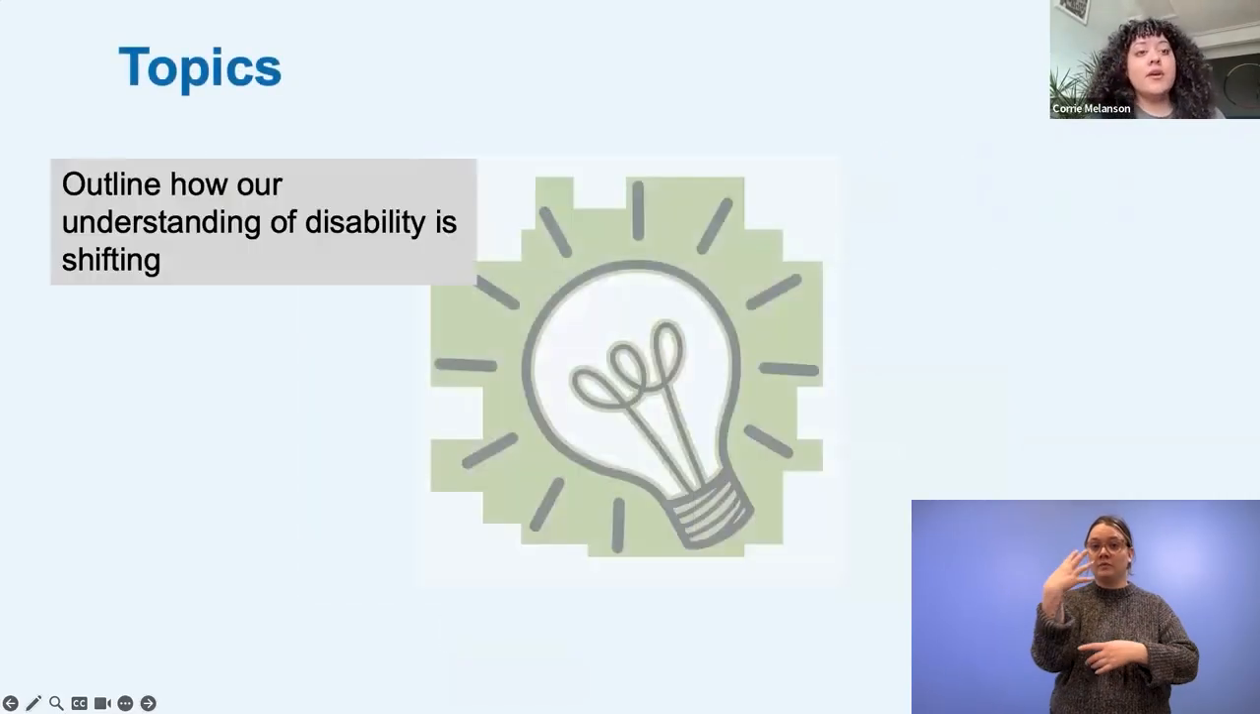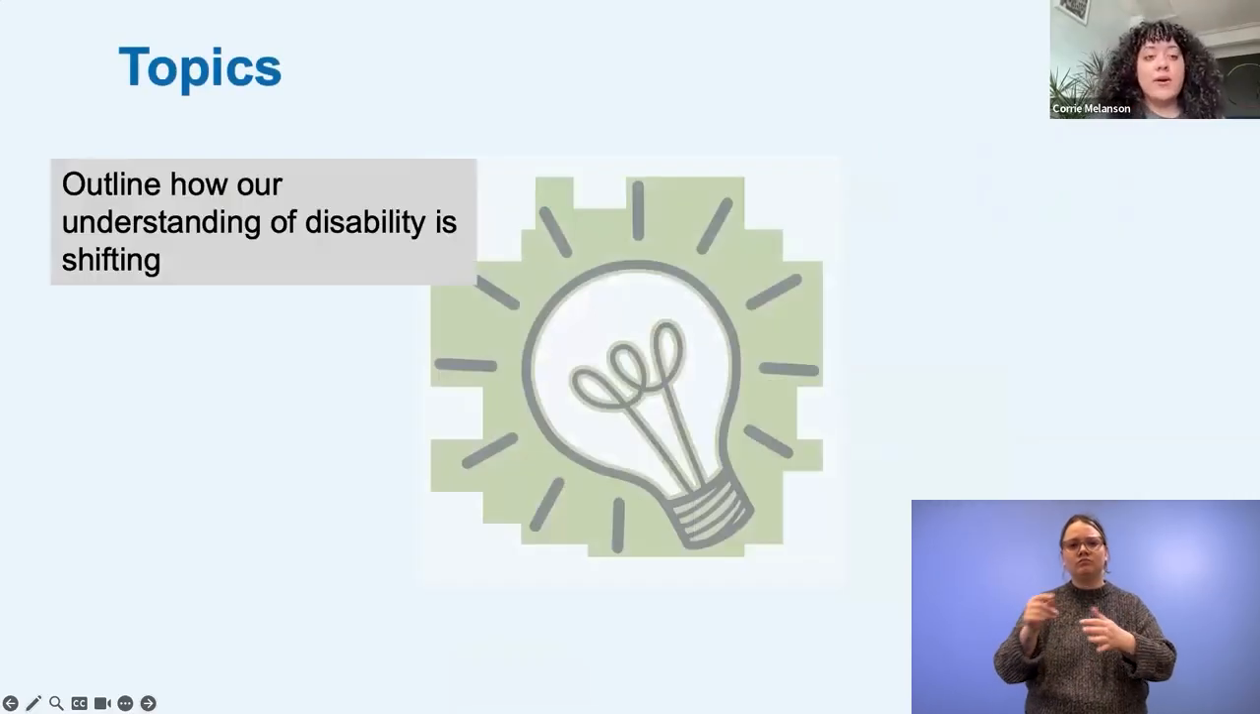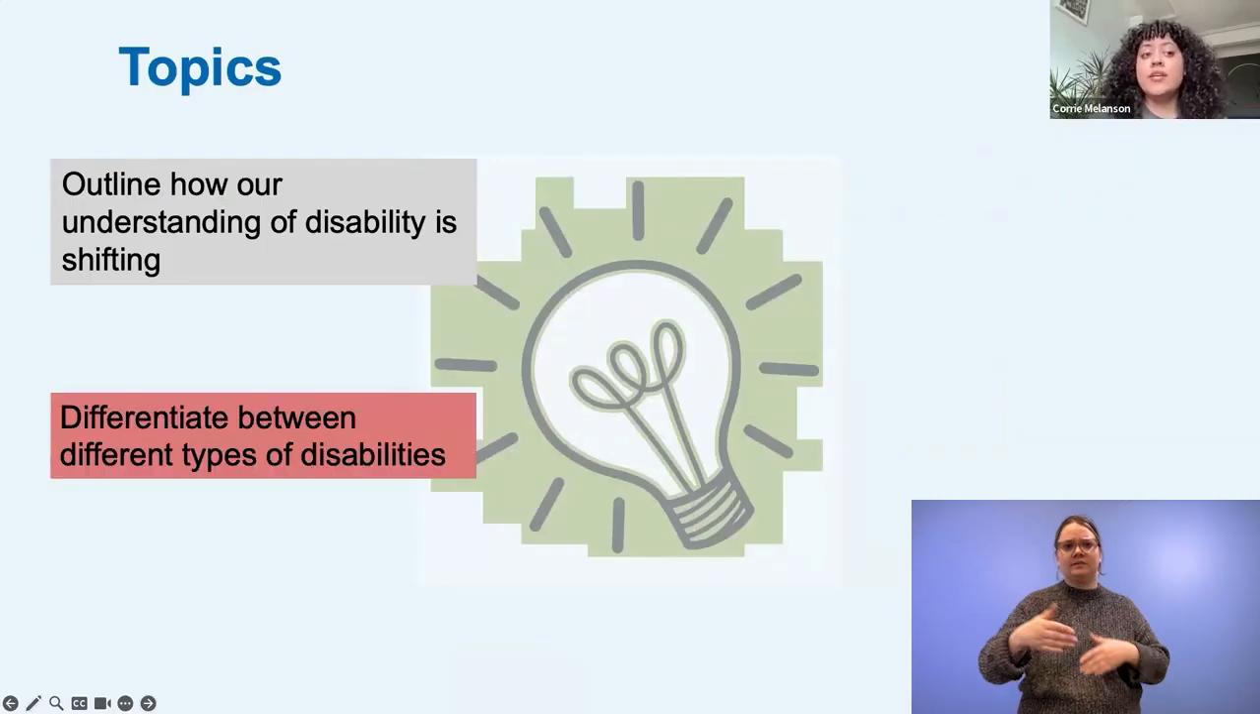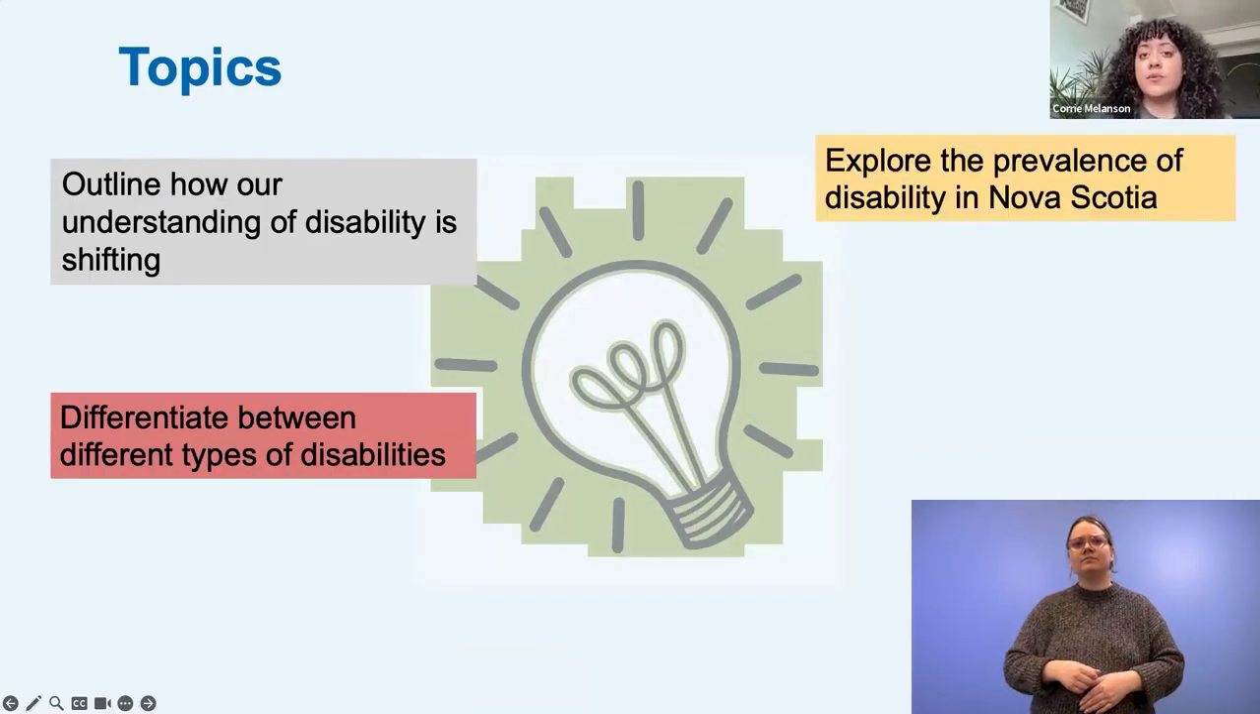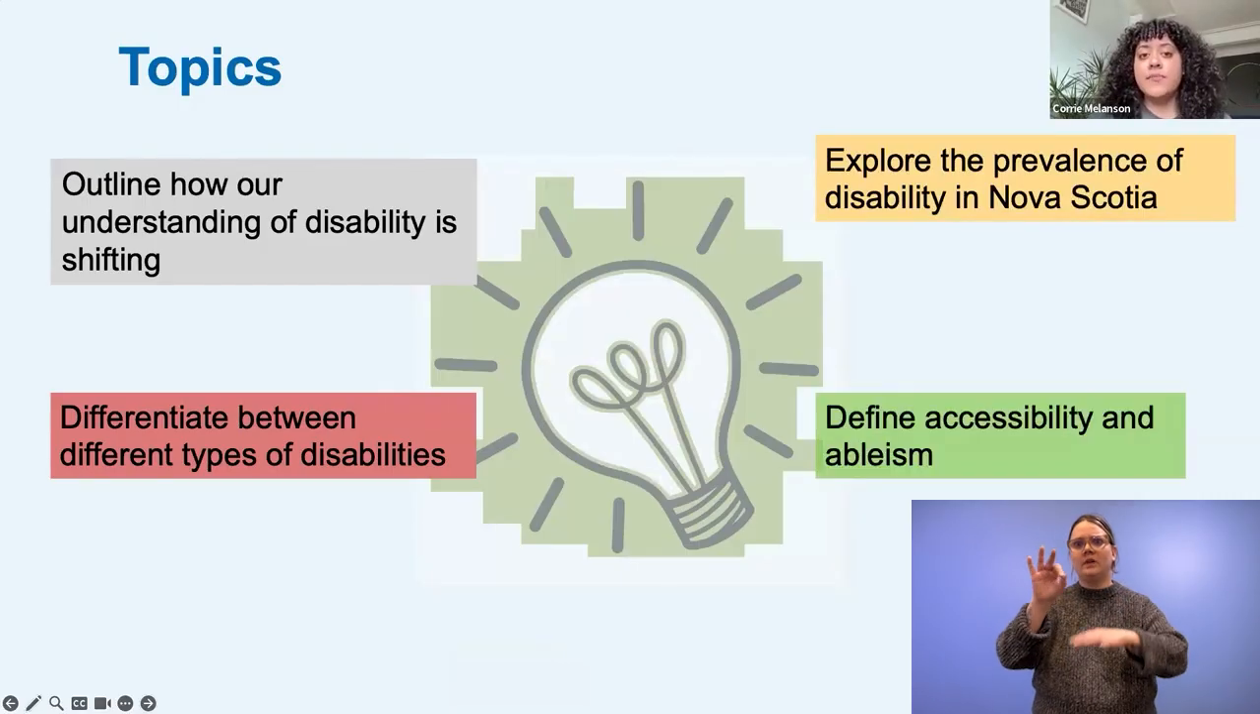So in this video, we are going to outline how our understanding of disability is shifting. We're going to differentiate between different types of disabilities. We are going to explore the prevalence of disability in Nova Scotia, and we are going to define accessibility and ableism.